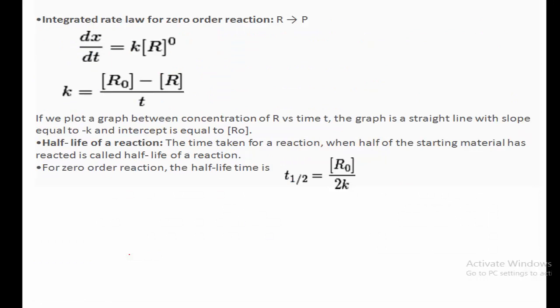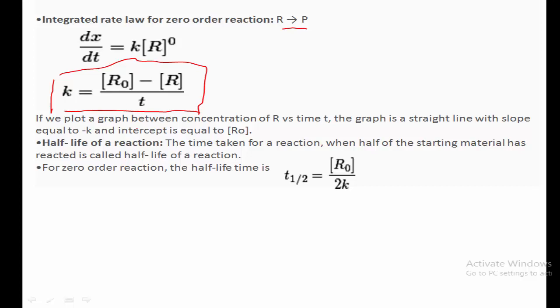Then integrated equations, that also you have studied. So here I have simply mentioned the equations, not the derivations. First we will see the integrated rate law for a zero order reaction, where R gives the product P. R is reactant and P is product. For this, the rate expression is dx/dt = k[R]^0. Here concentration of R raised to 0 indicates the order of the reaction is 0. Upon derivation, we get k = ([R]0 - [R])/t. So this is the integrated rate law for zero order reaction.